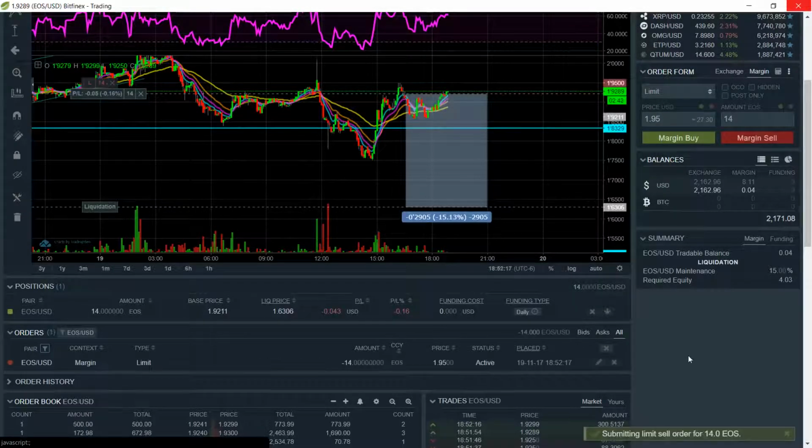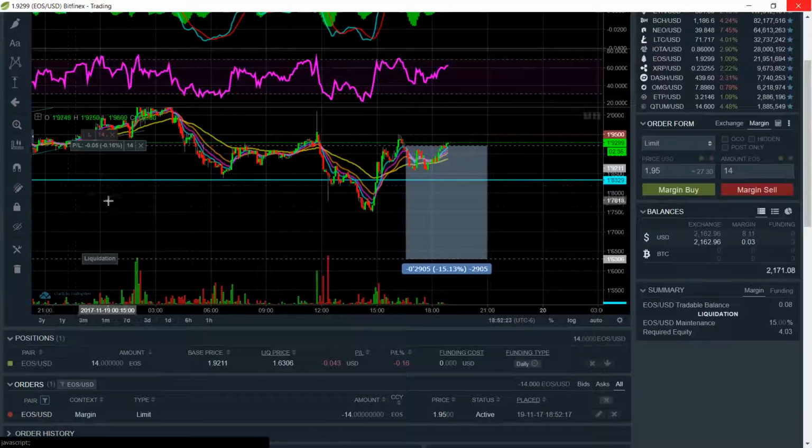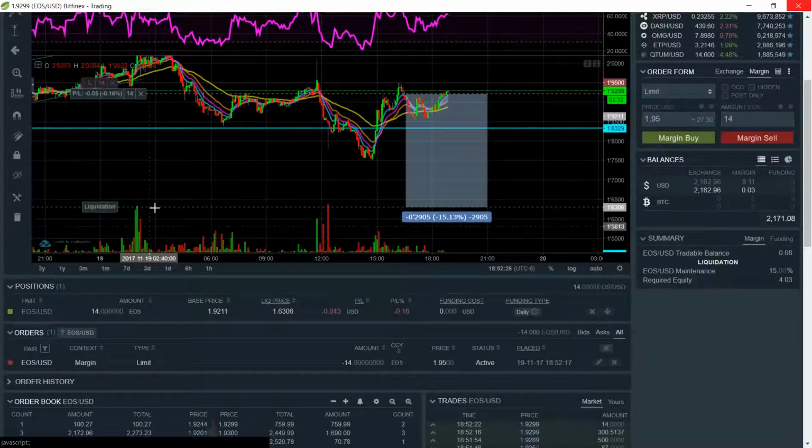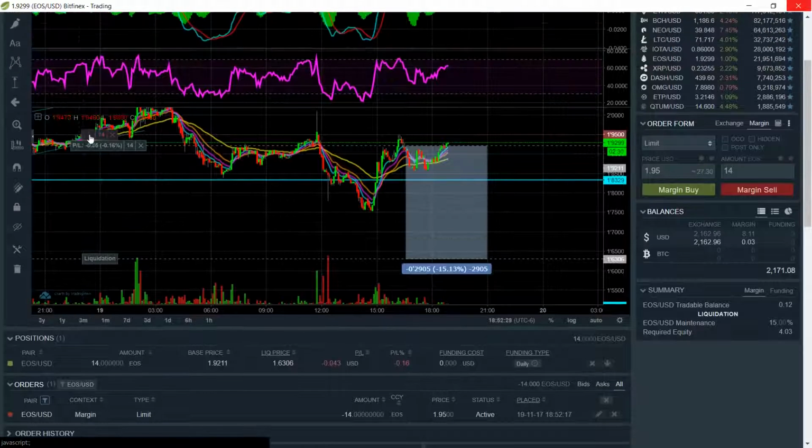Click on sell. And the cool thing about margin account is you actually see your limit order as well there, okay? Remember how when I wanted to buy, I was showing you guys how you can drag your buy limit order, right? You can also drag your sell limit order as well.